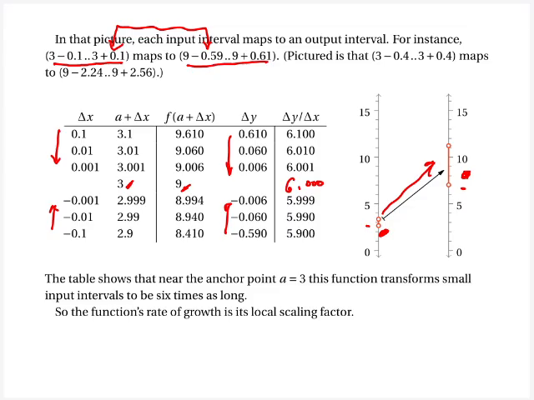So the table shows that near the anchor point a equals 3, this function transforms small input intervals to output intervals that are about 6 times as long. So a third way to understand rate of growth is that the function's rate of growth is its local scaling factor.